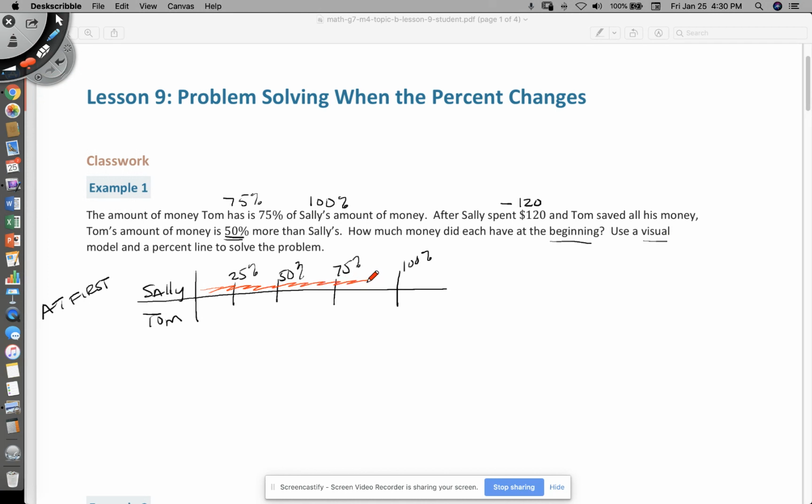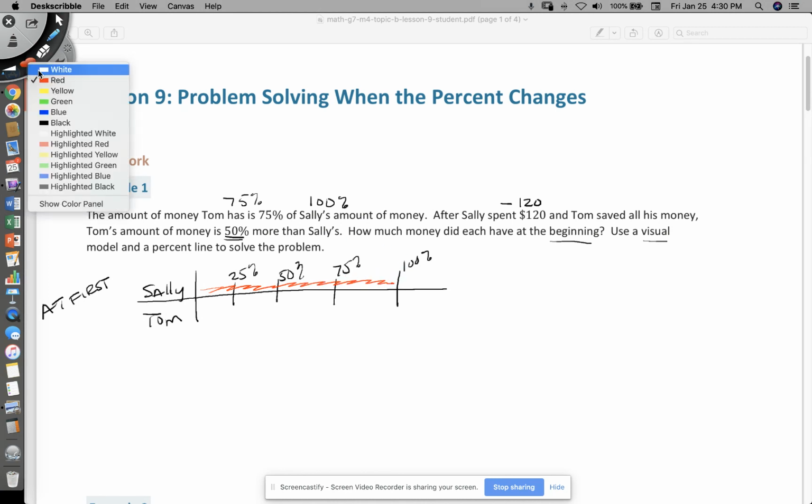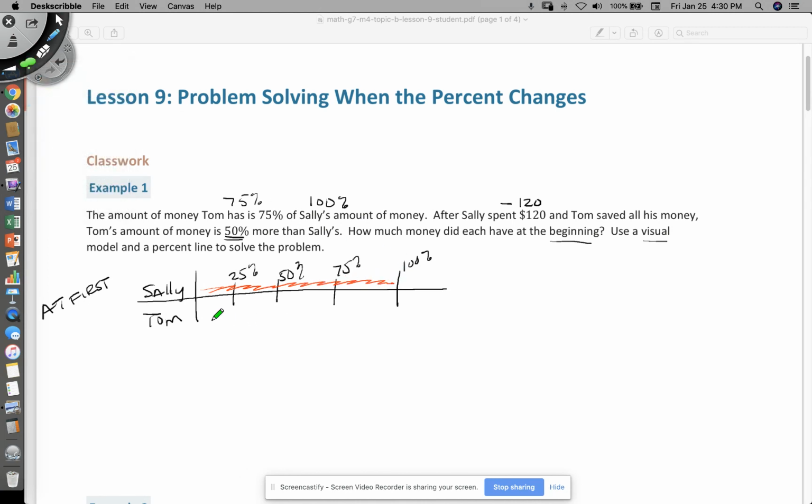All right, so Sally is 100%. So I'm going to shade in all this up to 100. Now Tom is 75%. All right, so we're later going to figure out how much is each of these sections. Not percent-wise, we're going to find out how much money each of these sections is. All right, and in order to do that, we need to fill in our second number line, which is what they have after they spent their money, or basically what do they have now.